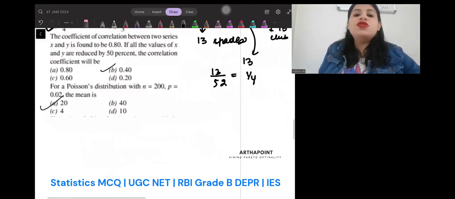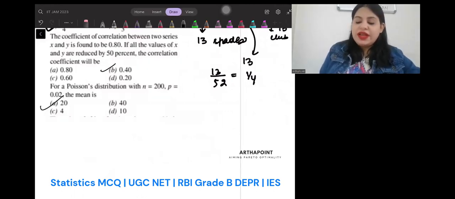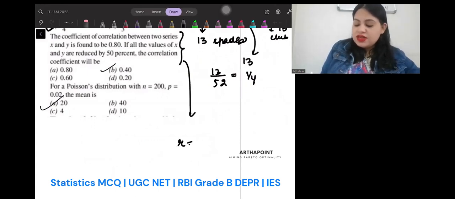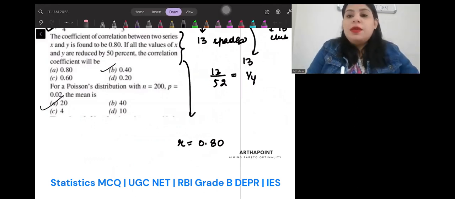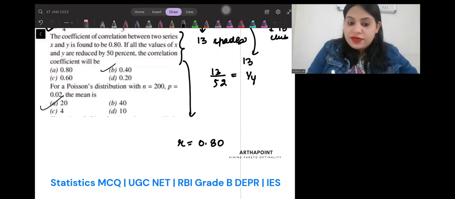Okay, come to the next question. The coefficient of correlation is found to be 0.80. So R is given as 0.80. If all the values of x and y are reduced by 50%, the coefficient of correlation will be. Okay, fine. What is coefficient of correlation? Coefficient of correlation is basically the value of R that you have, right? Now, whenever I talk about this coefficient of correlation, an important question is asked: is it affected by scale and origin or not?